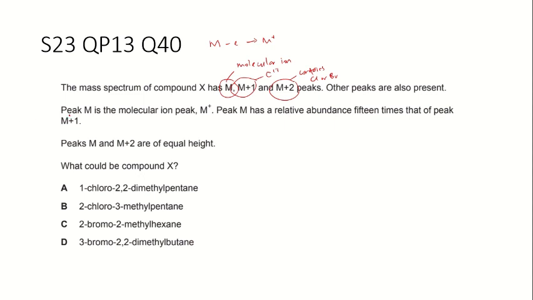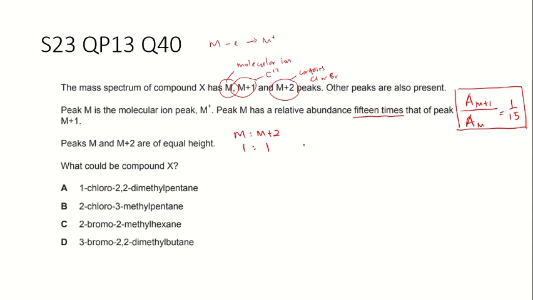Now here, second line, peak M is the molecular ion peak, which I've just told you. Peak M has a relative abundance 15 times that of peak M plus 1. Meaning the abundance of the M plus 1 peak divided by the abundance of M will be 1 over 15, because M is 15 times that of M plus 1. Let's write this down. We are going to use this later to calculate the number of carbons. And another piece of information: peaks M and M plus 2 are of equal height. That means the ratio of M to M plus 2 peak will be 1 to 1.